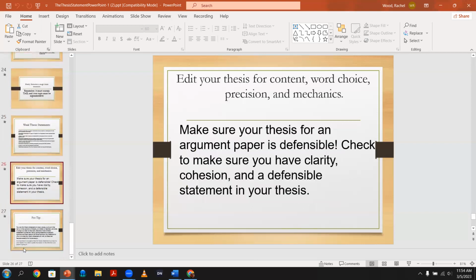Well, then after you develop a preliminary, or what I like to call the rough thesis statement, you're going to edit it. You're going to look at it for content. You're going to look at it for word choice. You're going to look at it for precision, and you're going to look at it for mechanics. Again, I can't say this enough. You have to make sure it's defensible. There needs to be clarity, cohesion, and a defensible statement in your thesis.